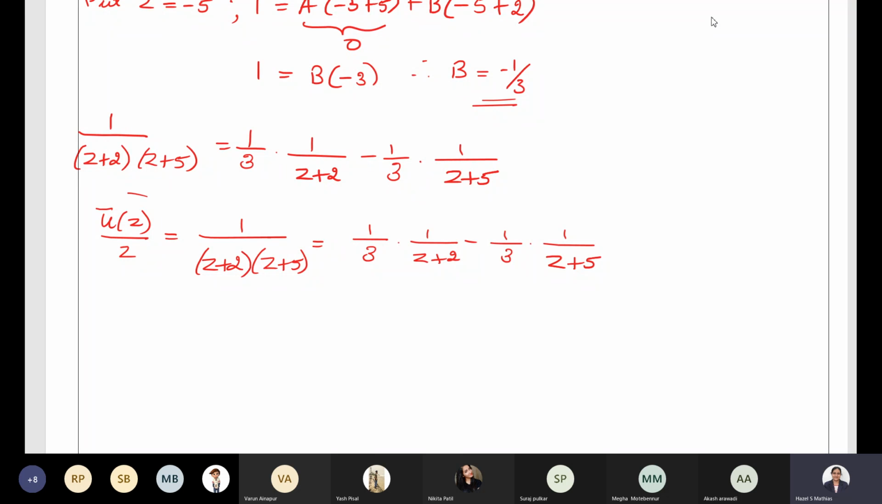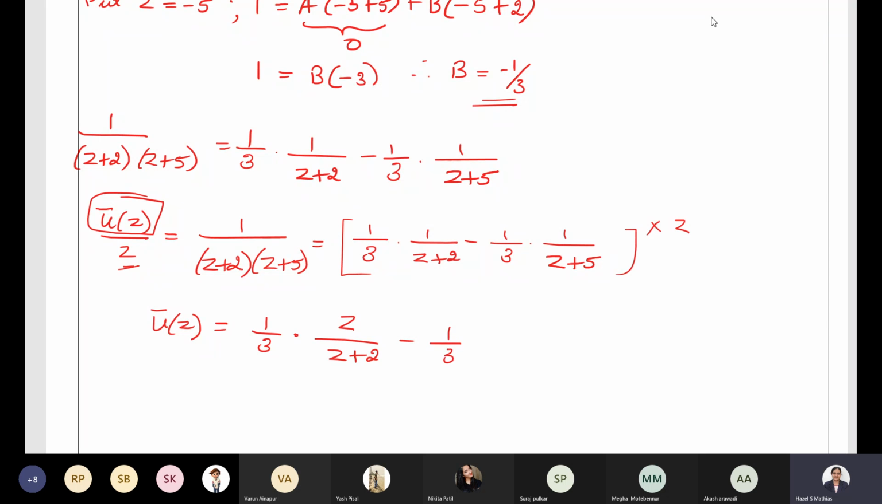Next, we have to find the inverse Z transform of U bar of Z. That's why we find U bar of Z. This is U bar of Z divided by Z, so multiply by Z to the entire term. What do we get over here? 1 by 3 into Z by Z plus 2 minus 1 by 3 into Z by Z plus 5. This Z came because it was U bar of Z by Z, but I want U bar of Z, that's why multiply by Z. Is it okay? Yes, ma'am. Okay. Now find the inverse Z transform.